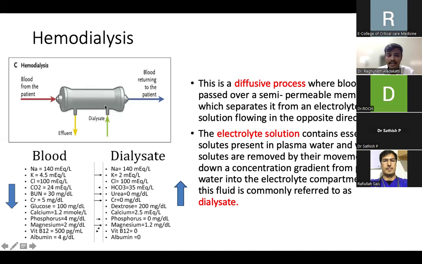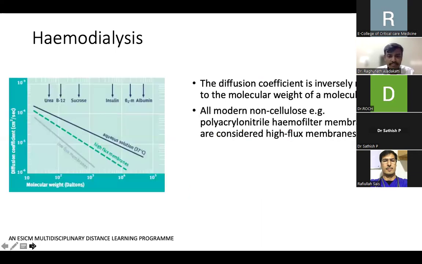So what happens here? The dialysate now contains more blood urea, potassium, and all that is entering into the effluent and goes out. So this is how that electrolyte solution works. The electrolyte solution constitution also changes as per the company you are using. Again, important in hemodialysis per se.